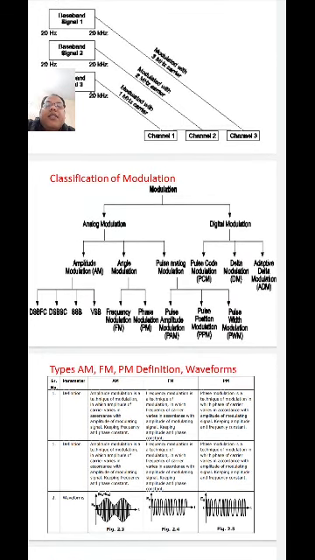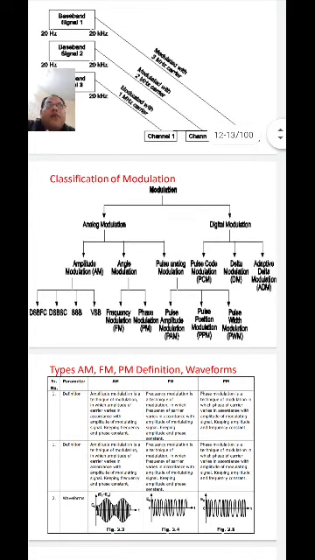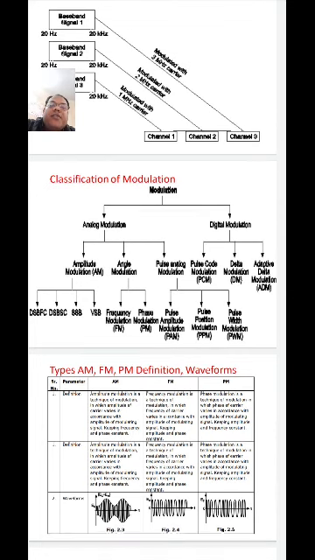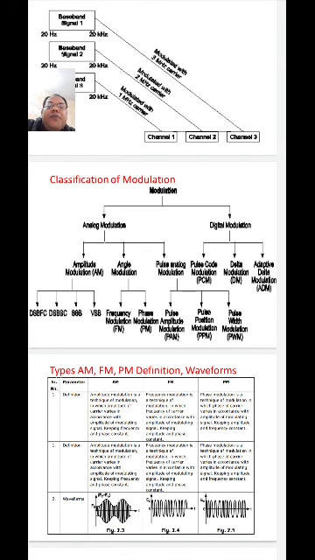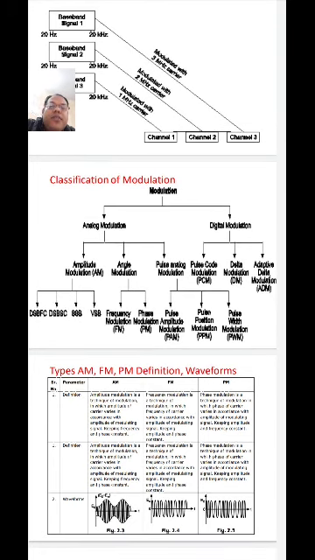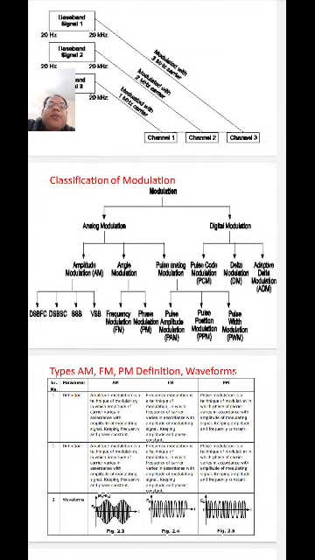In angle modulation there are frequency modulation and phase modulation. In frequency modulation, the frequency of the carrier is changing according to the modulating signal. In phase modulation, the phase of the carrier signal is changing according to the modulating signal. But phase modulation is not used because it is very complicated; only frequency modulation and amplitude modulation are used. Then we come to pulse analog modulation, which is further divided into pulse amplitude modulation, pulse position modulation, and pulse width modulation.